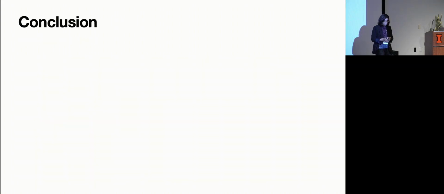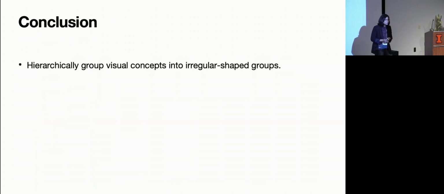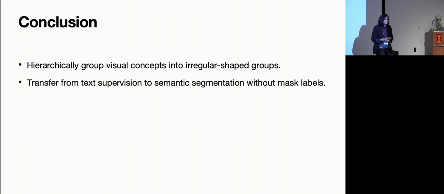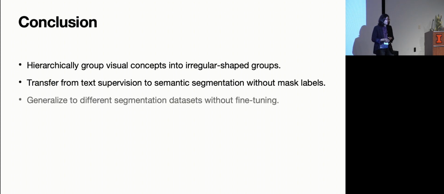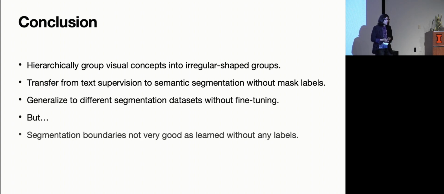And so to conclude, what we found was that it is possible to hierarchically group these visual tokens into irregular shaped semantic groups using text supervision alone. And we can successfully also transfer these to new categories that haven't been encountered at all during training. You can generalize to a lot of different concepts in the world, but without any fine-tuning.